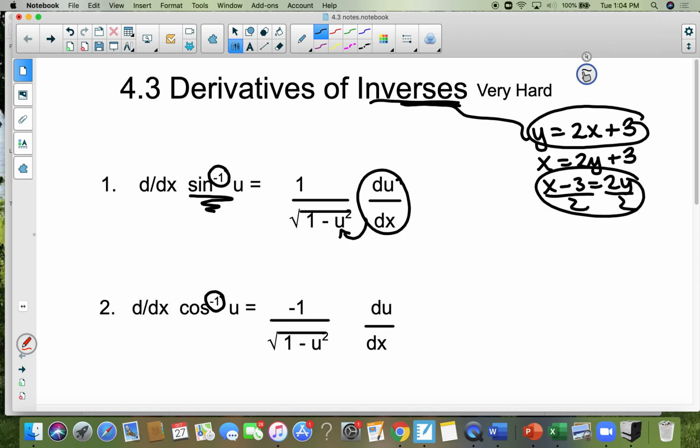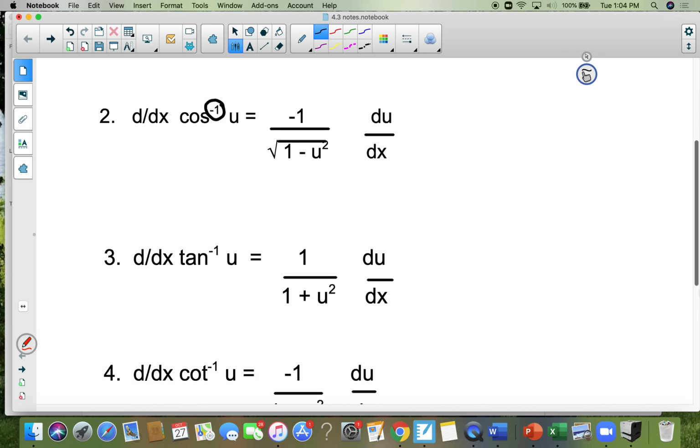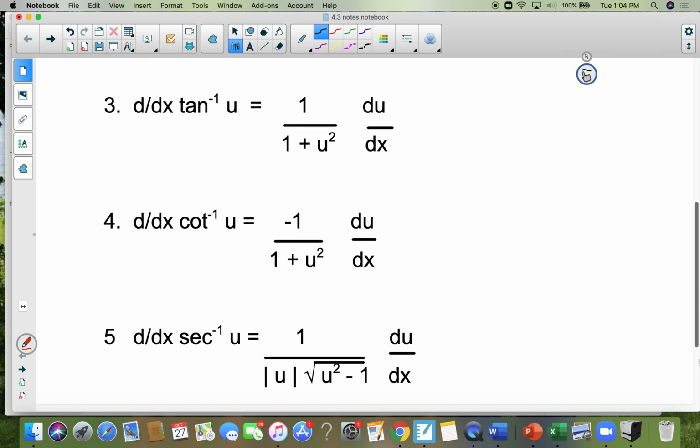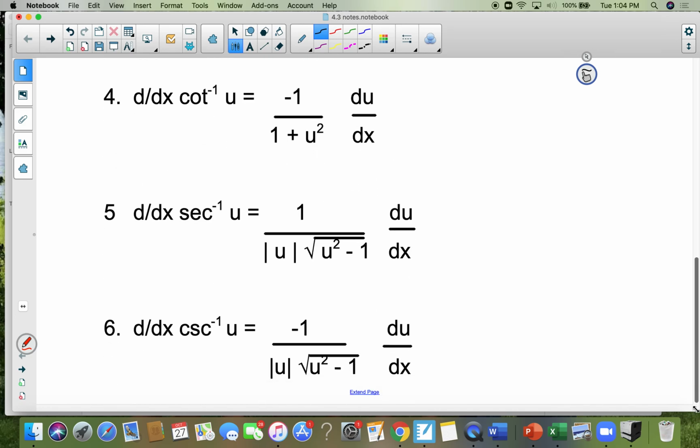So sine and cosine are very similar. Tangent and cotangent are very similar. So tangent inverse and cotangent inverse are very similar, except the cotangent has a negative sign. So the c's, let's start with the c's, always have a negative sign. And then the derivative of secant and cosecant, again, the c's have a negative, they're exactly the same. This is very difficult because the simplifying part is very difficult. So let's try some of these now.